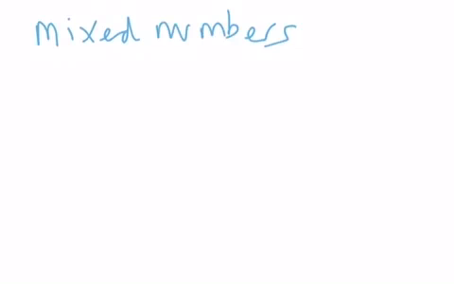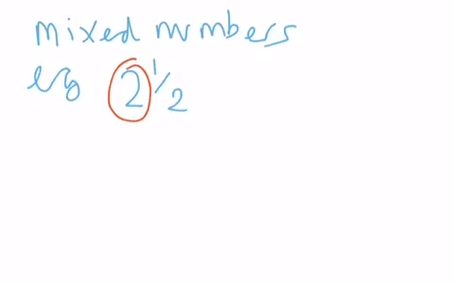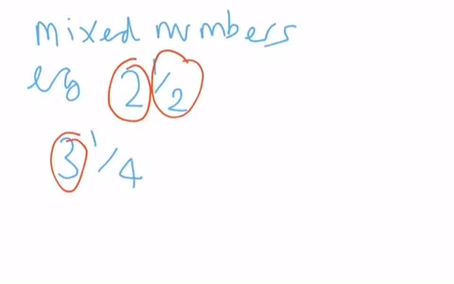Mixed numbers would be, for example, 2.5. Here we have the whole number, which is 2, and a fraction, which is a half. Or, for example, 3.25. Again, we have a whole number, 3, and a fraction, a quarter. We call these mixed numbers because they contain a combination of a whole number and a fraction. Right, so we need to know how to go from a mixed number to a top-heavy fraction.